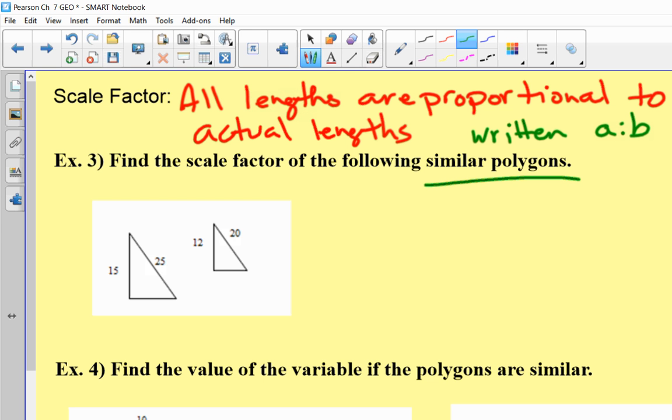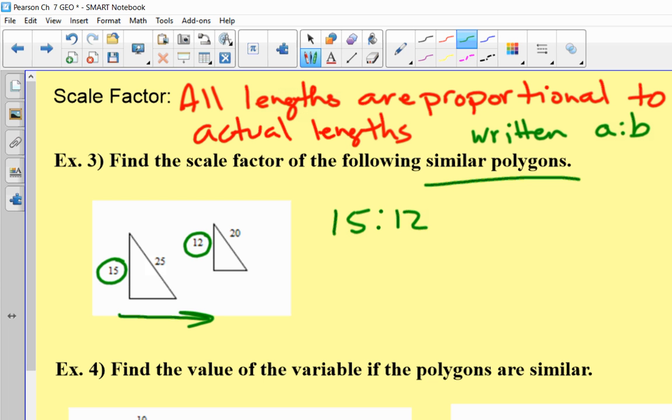So you got a choice here. What do you want to do? I could pick this one, and its corresponding side is this. Once again, I'm working left to right, like you read a book. So it's going to be 15 to 12. I'm writing it as a scale factor. That's what they asked me to do.